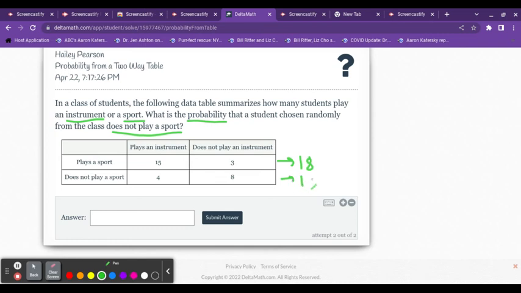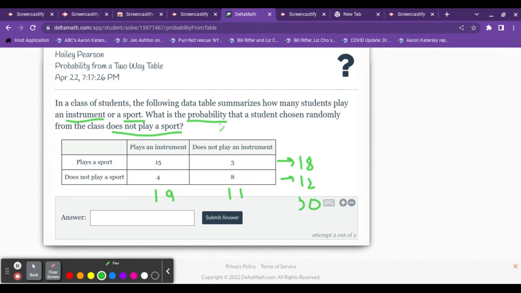And as you notice, I'm adding horizontally first, and then I'm going to add vertically. For the students who play an instrument, 15 plus 4 gets you to 19. 3 plus 8 gets you to 11. And if we add together, 19 plus 11 gets you to 30, just like how 18 plus 12 gets you to 30. But we're not done yet, because we still have to figure out our probability.